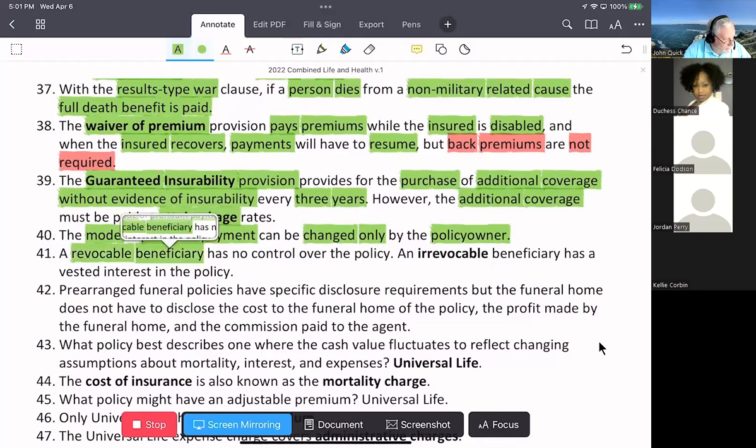A revocable beneficiary has no control over the policy. An irrevocable beneficiary, on the other hand, has a vested interest in the policy. So remember, if Jackie is irrevocable, then Kenny can't make any change in the policy without her permission. Now, if she does give permission, though, you can change it all day long, as long as she gives permission. Remember the one about how you wanted to borrow money at the bank, but it was an irrevocable beneficiary? So just get their permission, and then you can do the collateral assignment to the bank.